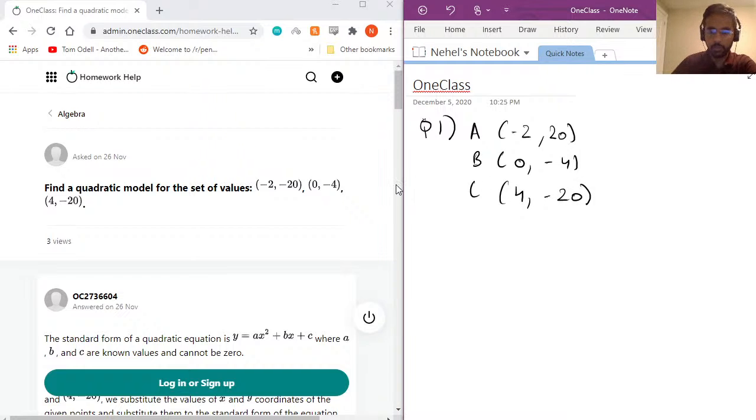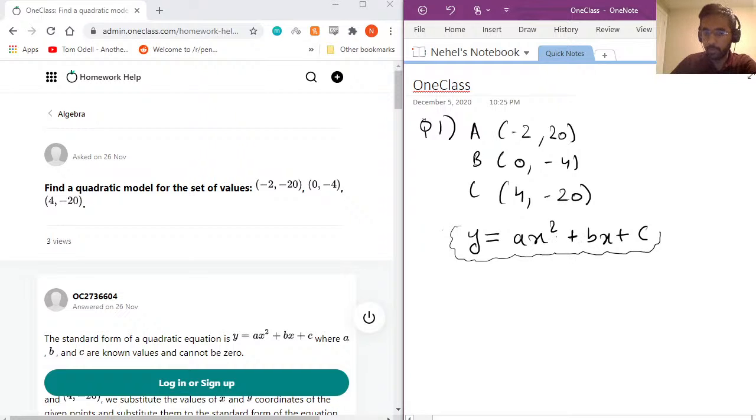Okay, so given these 3 points, we need to first recall what the standard formula for a quadratic equation is. The standard formula for a quadratic equation is y is equal to ax squared plus bx plus c. So we need to be able to write these points in the standard quadratic equation, which we have written down here. We would need to find the values of a, b, and c, which are constants.